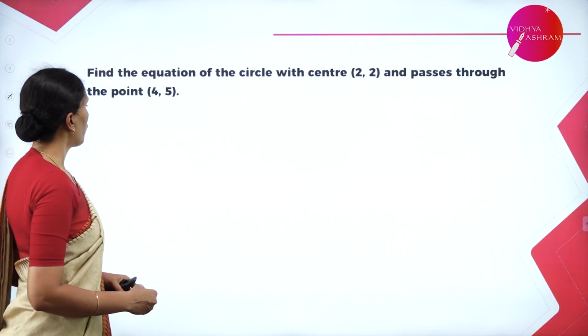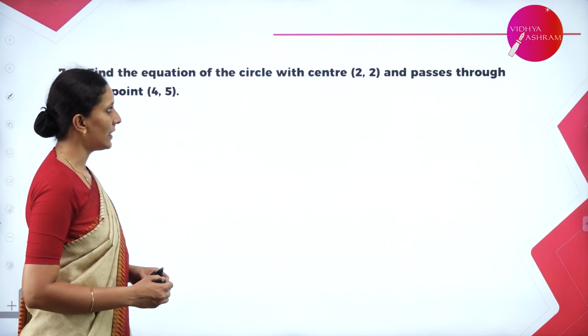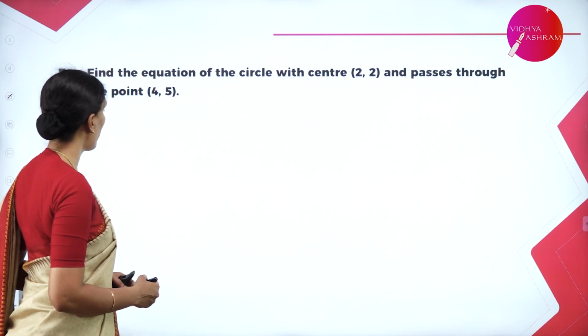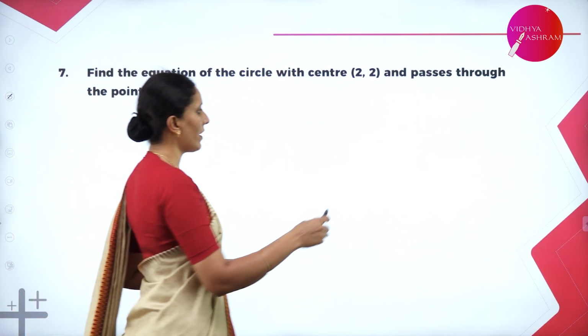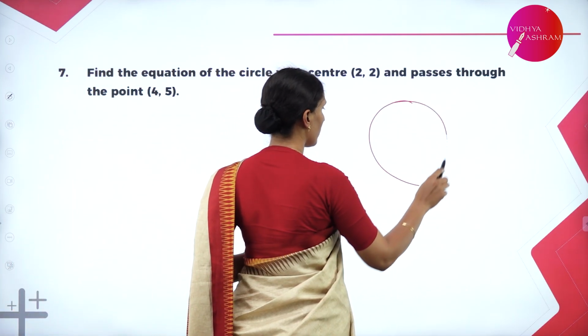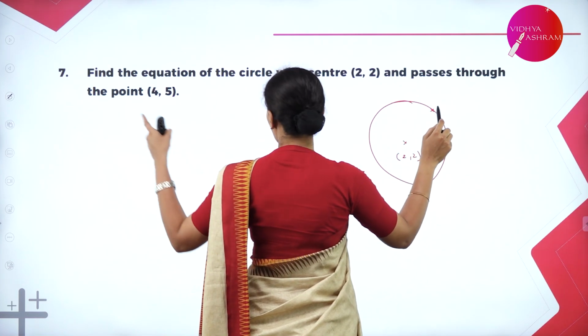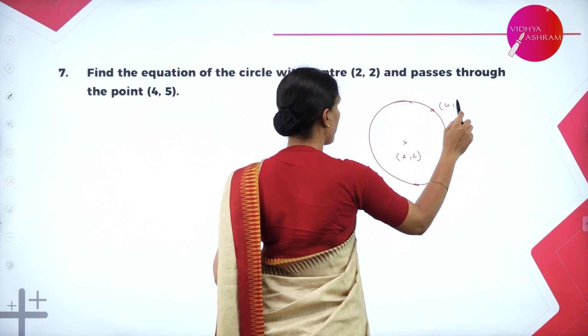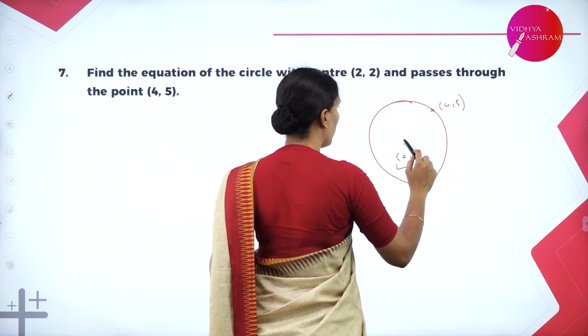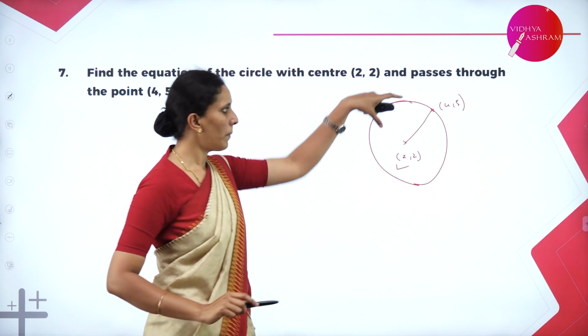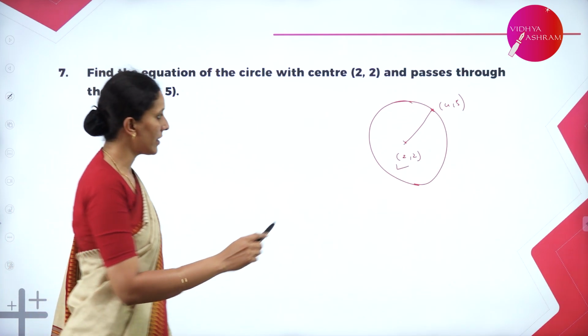Next, find the equation of the circle with center (2, 2) and passes through the point (4, 5). So we have a circle whose center is (2, 2) and it is passing through some point (4, 5). Now the center is already known. Let's find the radius. We can apply the distance formula to find r here.